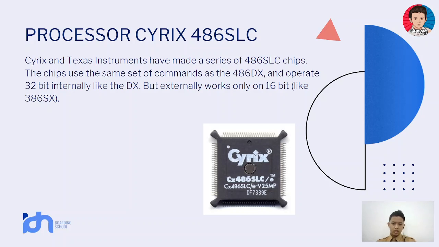Next, processor Cyrix and Texas Instruments have made a series of 486 SLC chips. The chips use the same set of commands as the 486DX and operate 32-bit internally like the DX, but externally work on 16-bit like the 386SX.